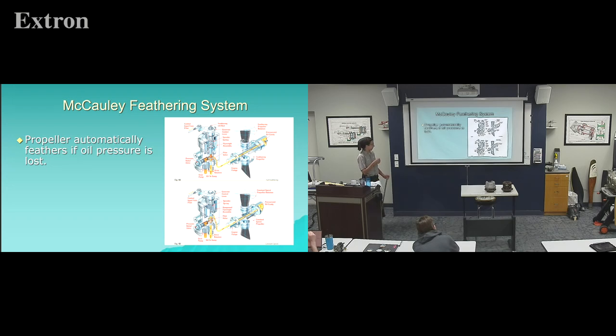And the propeller automatically feathers if oil pressure is lost. So if you lose all your oil pressure, the prop goes into feather, which is what you want because your engine probably died. And it's a little bit hard to see on here, that's why I'm passing governors around, but this is a non-feathering one, just flat on the top, nothing extra in here. But here we have our lift rod in there so this can move beyond the high pitch position.